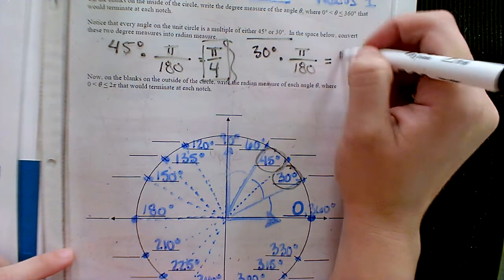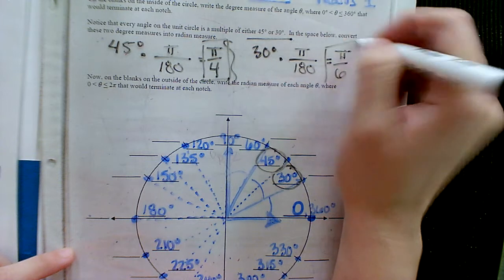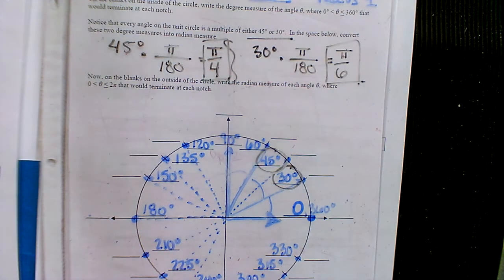Did you get the other one? Yeah. Then pi over 6. Pi over 6. Perfect.